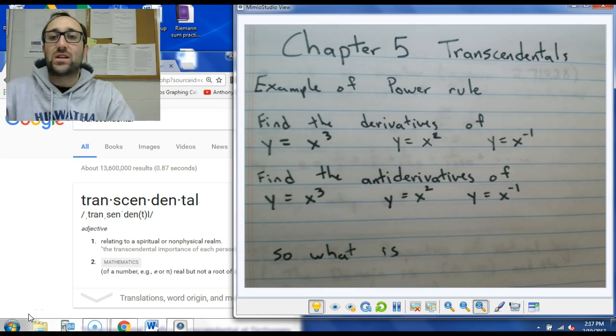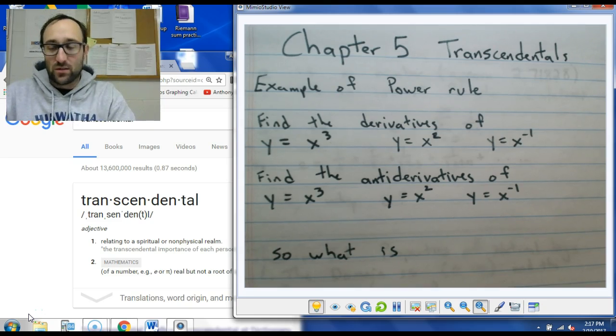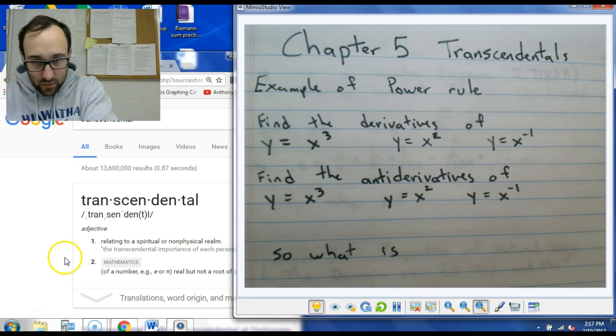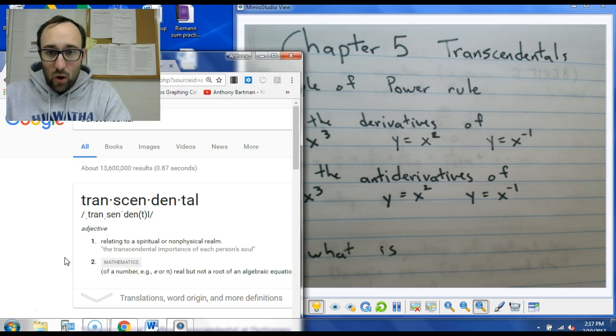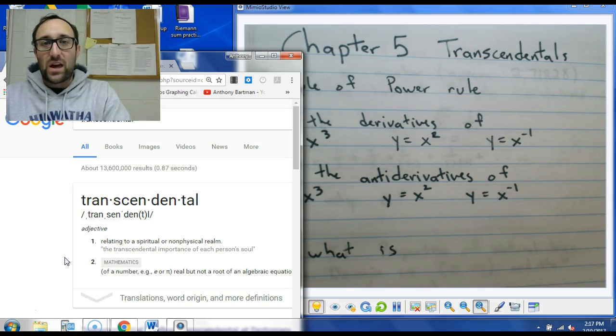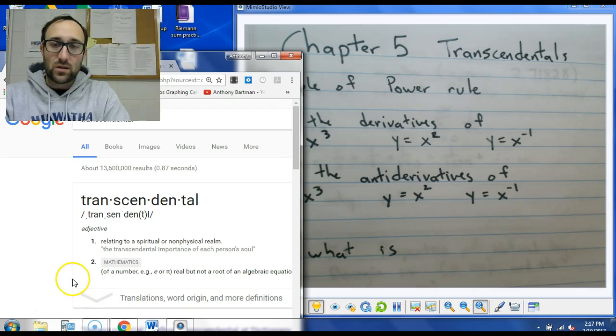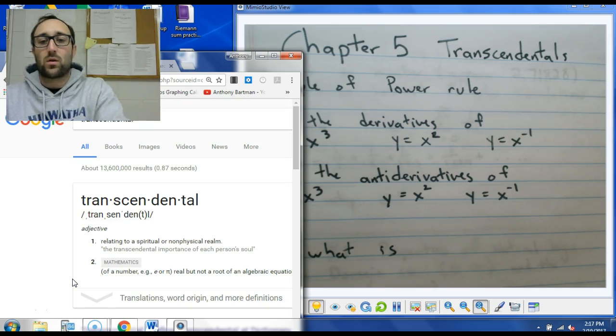We're talking about transcendentals. You say, well, what's a transcendental? So, let's look it up. A transcendental is either relating to a spirit or non-physical realm, or it's a real number that is not a root of an algebraic equation. So guys, I'm sorry, unfortunately, it's not a medium to talk to the other world. It's the second one. It is a real number, a real equation, a real thing, but it's not just square roots or quadratics or that kind of stuff. It's got something else that goes along with it.